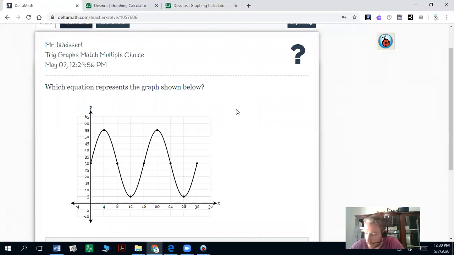And give me a second while I copy this. I know it's kind of slow for you, but I need to write this down to be able to work it out. In the meantime, think about where the midline is. Think about where the maximum is and see if you can figure out what that amplitude is, okay?